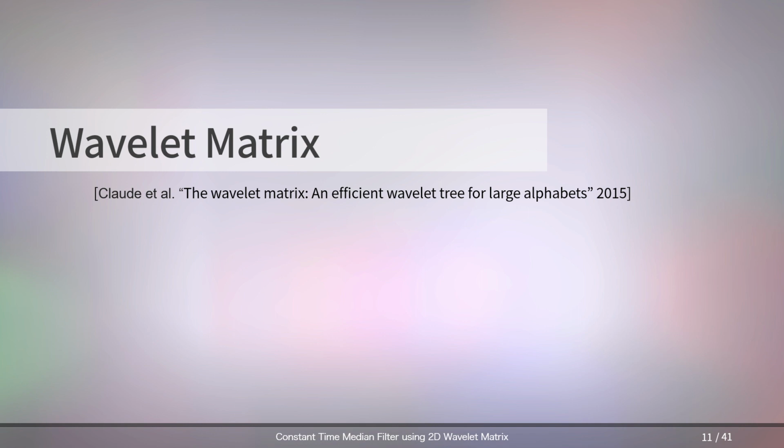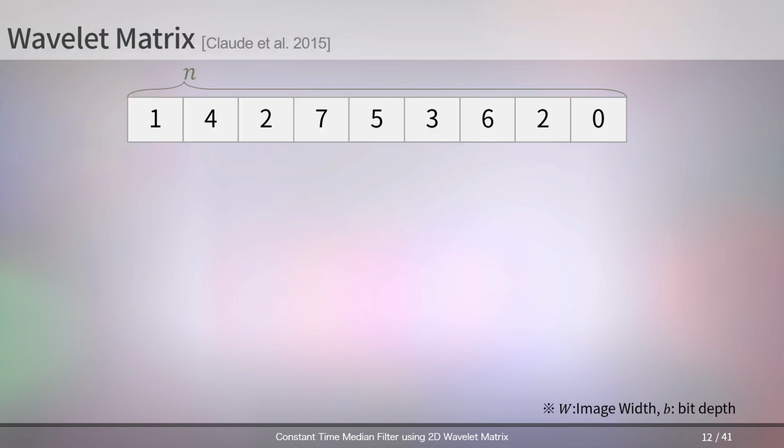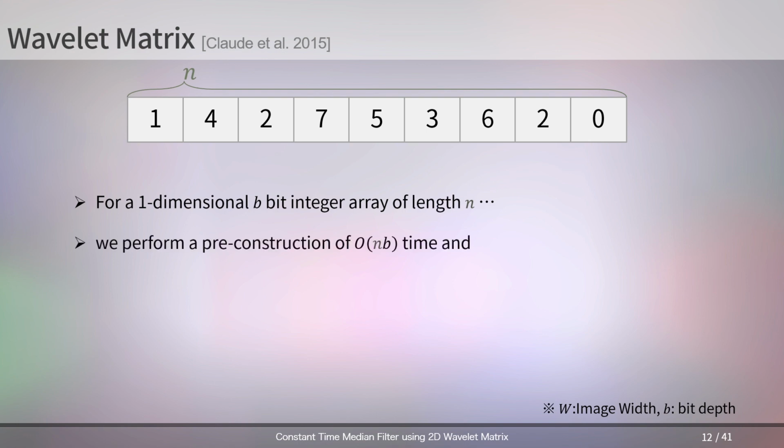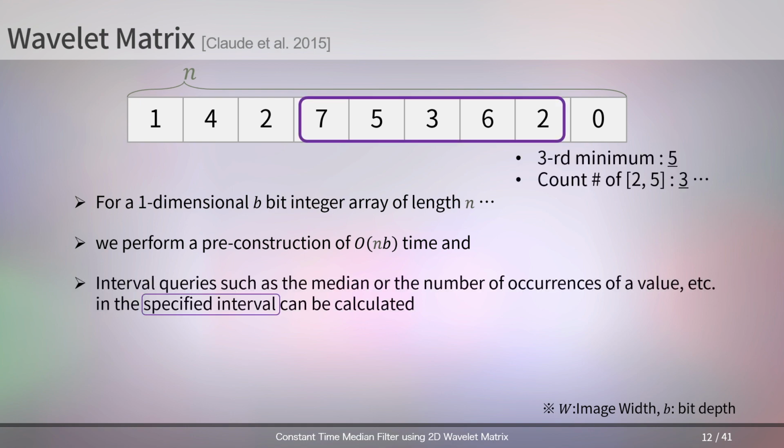Next, I'll explain the wavelet matrix, which was the basis of the idea of our method. A wavelet matrix is a data structure that can efficiently answer various interval queries for a one-dimensional sequence of numbers. This has nothing to do with the wavelet transform used in image processing. A wavelet matrix can quickly answer queries such as the kth smallest number in a given interval or the number of values in a given value range.